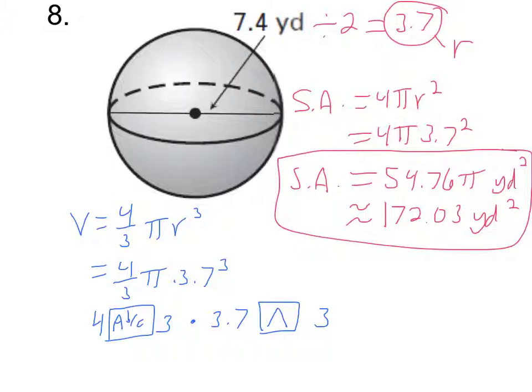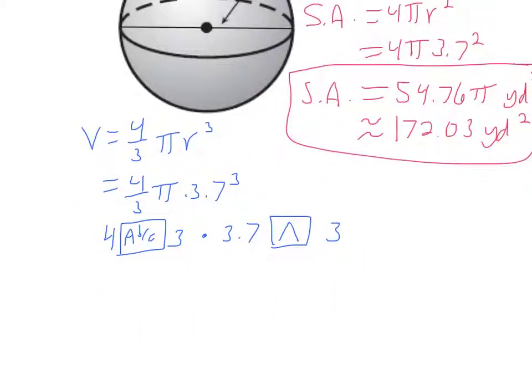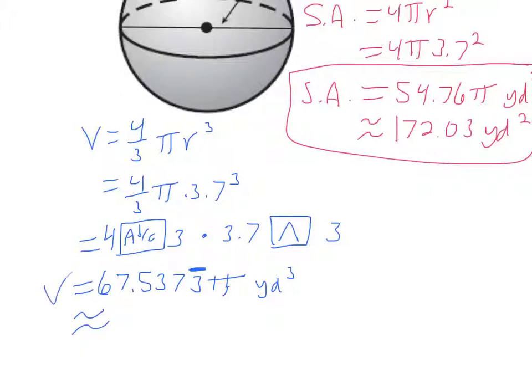And if you do that, it doesn't work out quite as evenly as some of our other cases, and that's okay. That's just how this one works out. So this would be 67.537, and then you can see that that 3 repeats. So our exact answer here is 65.537, 3 repeating pi, and that is cubic yards.